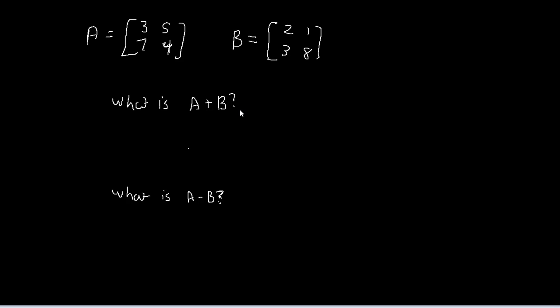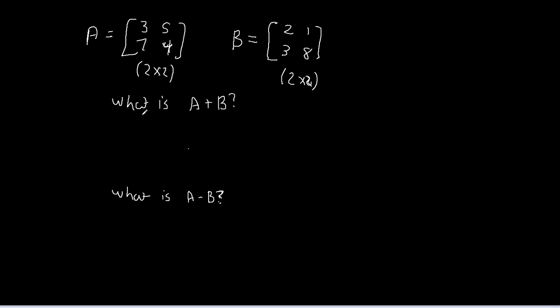And in this lecture video I want to go through some worked examples of matrix addition and subtraction. Specifically, we're going to go through three examples. In this first example we have matrix A, which is 3, 5, 7, 4. And to recap, this is a 2 by 2 matrix. And we have B, which is 2, 1, 3, 8, and this is also a 2 by 2 matrix. I would pause the video right now and copy these down if you want to follow along.